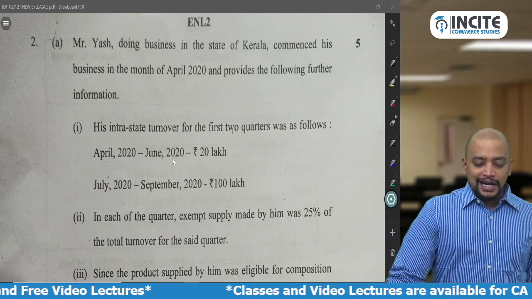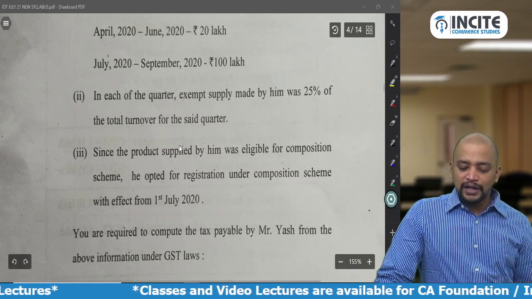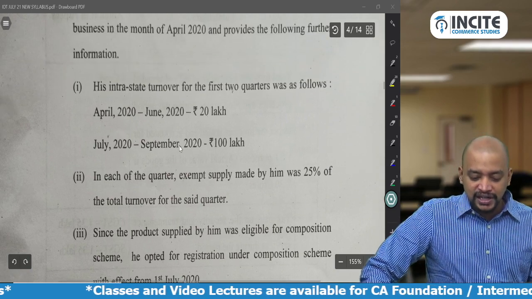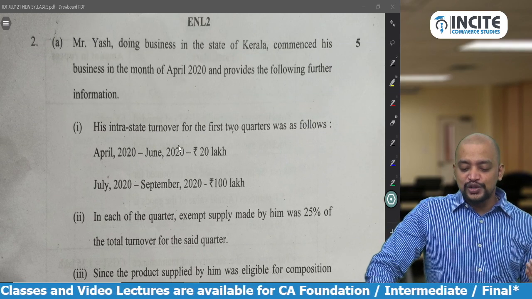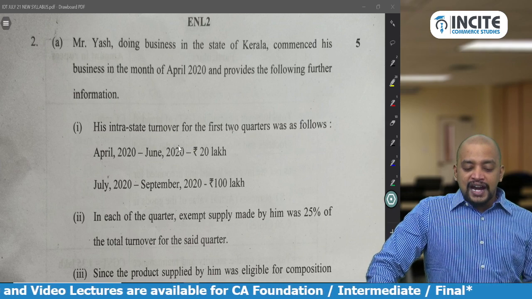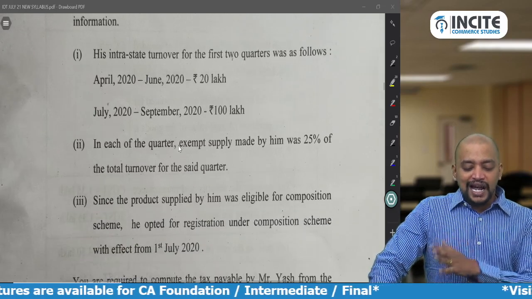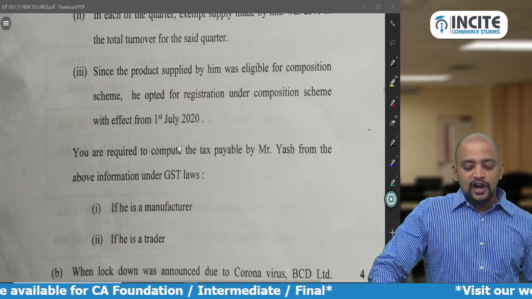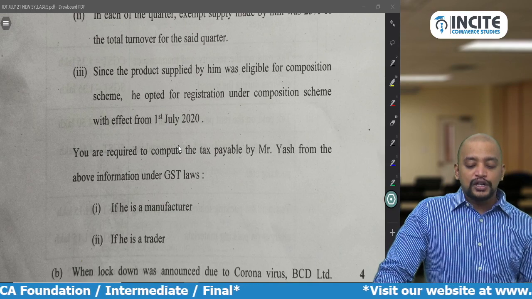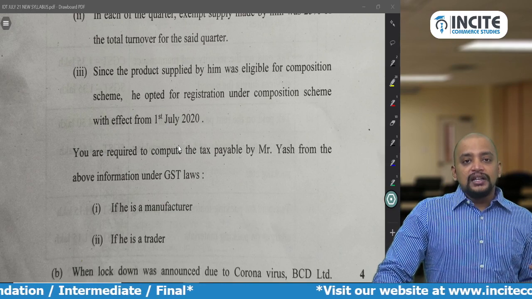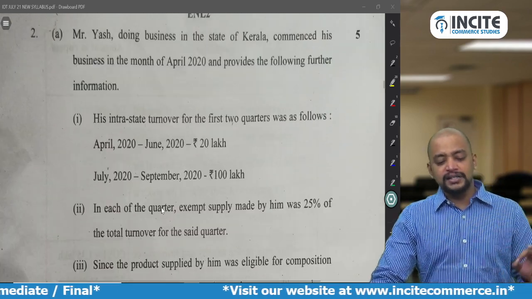Next, the second question is again a very simple question related to the composition scheme. They commence the business during the current year, and after crossing the threshold limit up to 50 lakhs or 150 lakhs only, they can go for the composition scheme, and that too on the taxable supply. For a manufacturer it means total, for a trader it means on taxable. So it's a pretty easy question.